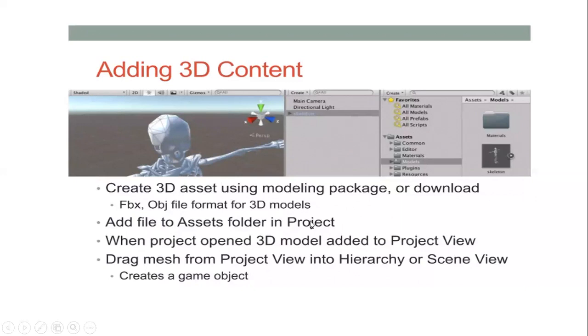And when the project is opened with a 3D model, I'm going to add it from the project view, which is able to create a game object. Now I'm going to drag the mesh from my project view into the hierarchy. Can you see? I've just dragged the assets from the models. Like I have a model skeleton. From the skeleton, I have just added it here, which is in my hierarchy.